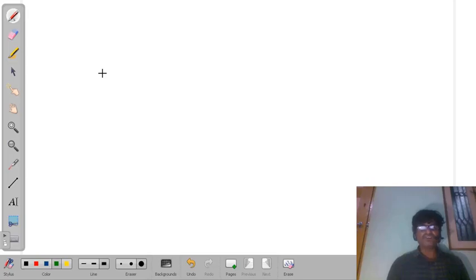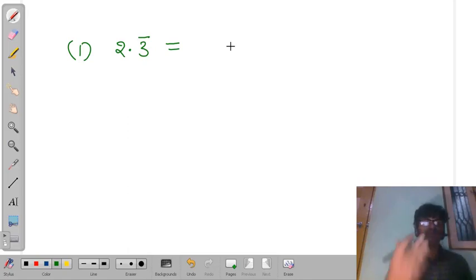So the first one: 2.3 bar is equal to dash. 2.3 bar equal to dash. You type your answers and send them in the chat box.